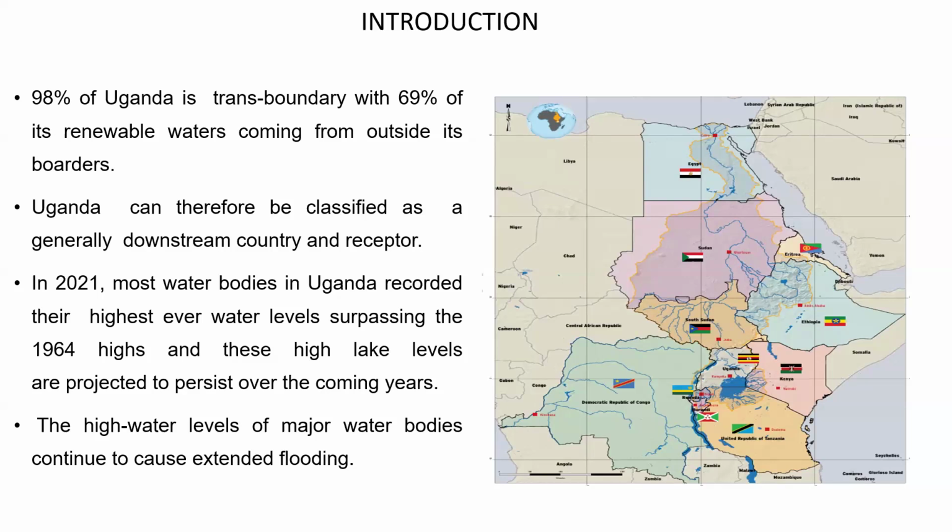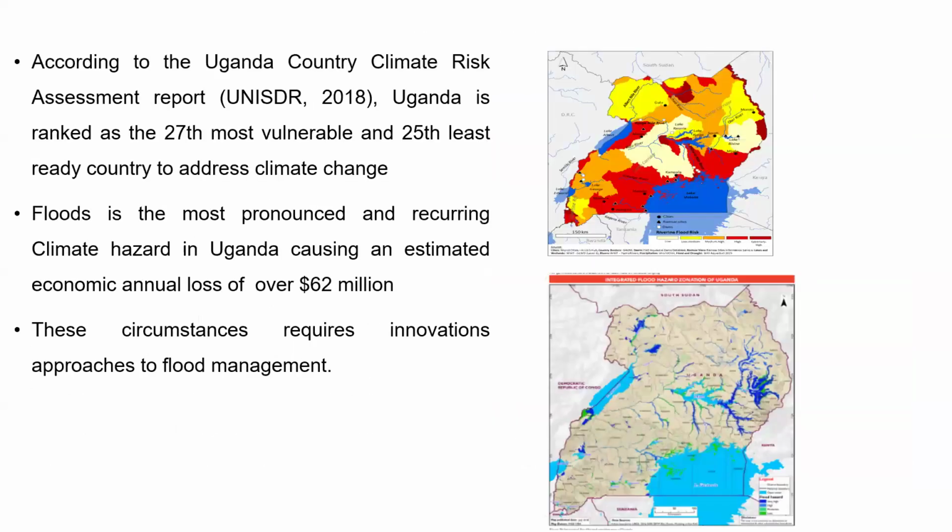And in 2021, we realized that we got the highest ever recorded water levels in most of the water bodies that we have in Uganda. And these records have continued since then to be broken. For example, in May this year, Victoria again recorded a new high of 13.77 meters as per our gauging station at Jinja. So according to the country climate risk assessment report, Uganda is ranked as the 27th most vulnerable and 25th least ready country to address climate change.